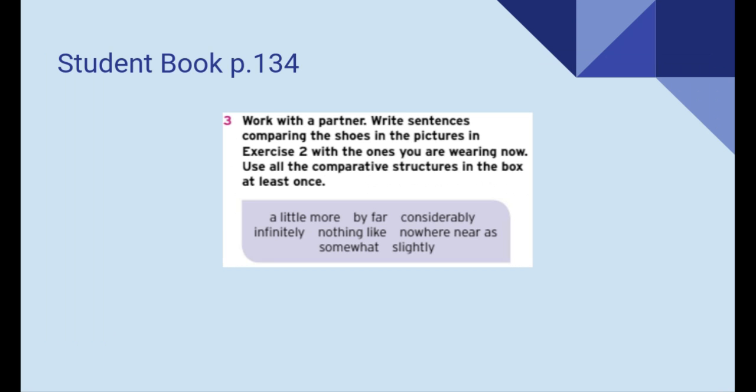Now, go to your student book, page 134, exercise number 3. Here, you're going to write sentences comparing the shoes in the pictures in exercise 2 with the ones that you are wearing right now. Please use all of the comparative structures in the box at least once. So you will need to be writing a few sentences. Pause the video while you work on this. Okay? Excellent, guys. We're going to share our sentences.